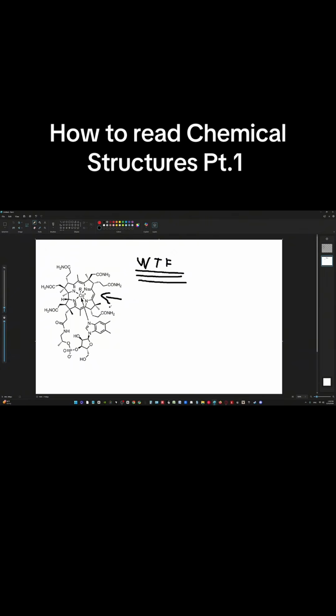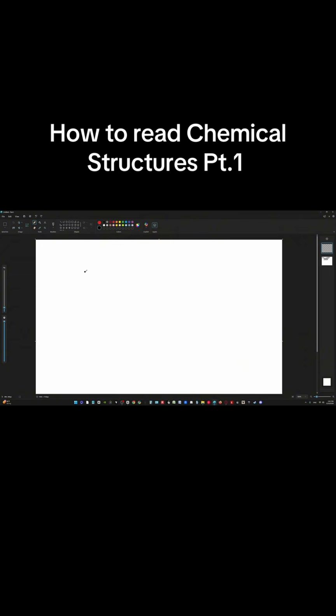work and how to draw them yourself. So, let's start with something simple, like propane, which is 3 carbons and 8 hydrogens. You would draw something like this: 1 carbon, 2 carbon, and 3 carbon, with 8 hydrogens to fill up all of the bonds. So we got 1 bond, 2 bond, 3 bond.